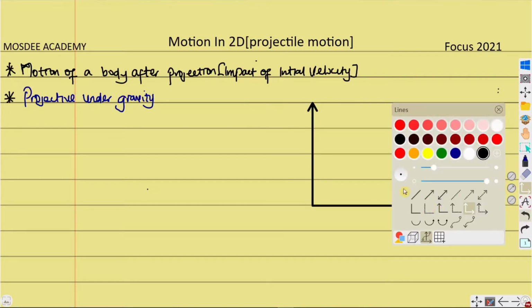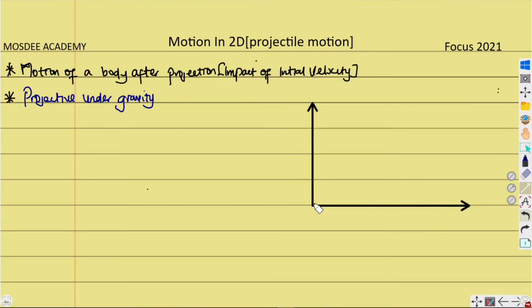Now, as you can see, we have our XY plane, which is an example of 2D motion already discussed, and we are talking about a body that was given an initial velocity. This is the body. Let's take the initial angle of projection to be theta. There is a ground, and the body was projected with initial velocity u, then it will follow this path. The diagram is not drawn to scale, and it will land at the same angle.